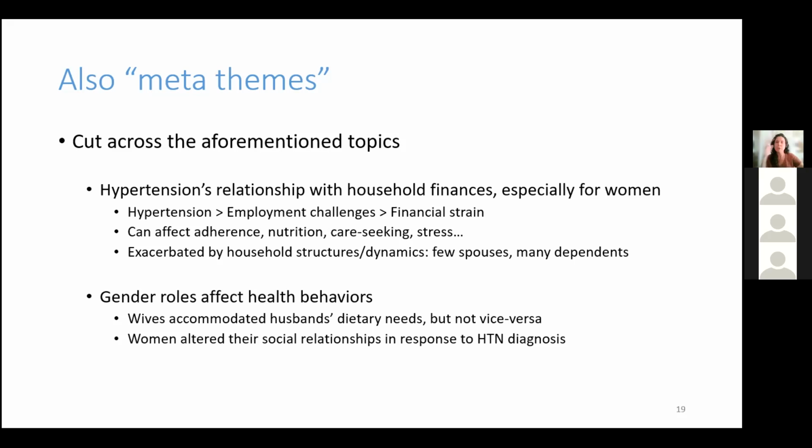And then another overarching theme about the intersection between gender roles and health behaviors. And this again cut across the codes and themes on the previous slide. This is the connective tissue between everything else. We found that wives were more likely to accommodate their husband's dietary needs, but the reverse wasn't happening, and that women were really changing their social relationships in response to being hypertensive and men were not. So we found this gender role thing that was really interesting.